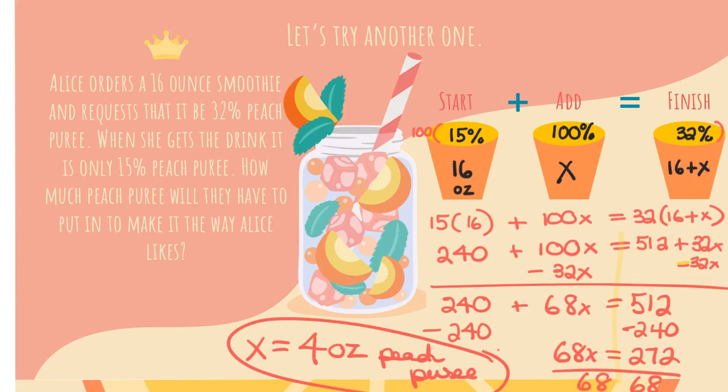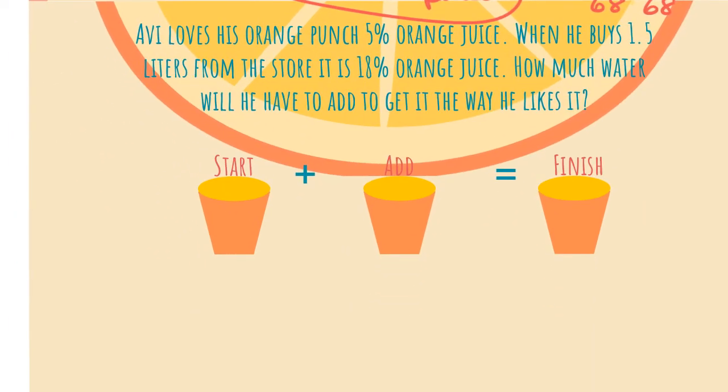All right, let's try another one of these. Avi loves his orange punch, 5% orange juice. So when he orders his orange punch, he only wants it to be 5% orange juice. When he buys 1.5 liters from the store, it's 18% orange juice. He doesn't want it 18% orange juice. He wants it 5% orange juice. How much water will he have to add to get it the way he likes it?